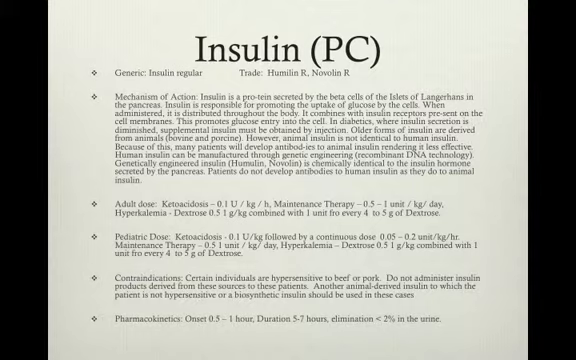In hyperkalemia, dextrose should be administered 0.5 to 1 gram per kilogram combined with 1 unit for every 4 to 5 grams of dextrose given. In the pediatric dosing, ketoacidosis is 0.1 unit per kilogram, followed by a continuous dose of 0.05 to 0.2 units per kilogram per hour. Maintenance therapy of 0.5 to 1 unit per kilogram per day. In hyperkalemia in the pediatric, dextrose of 0.5 to 1 gram per kilogram combined with 1 unit for every 4 to 5 grams of dextrose.